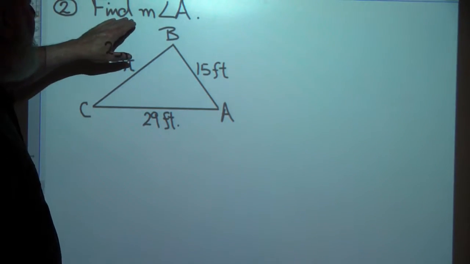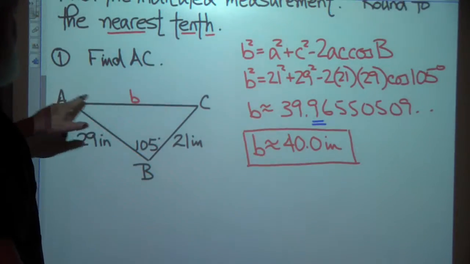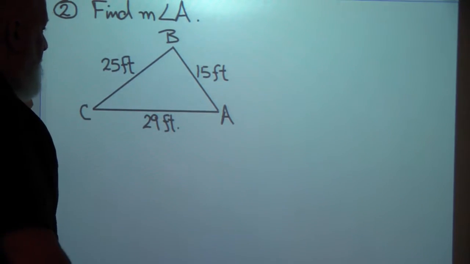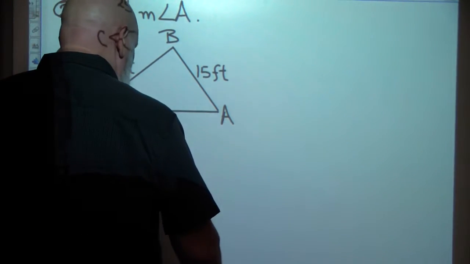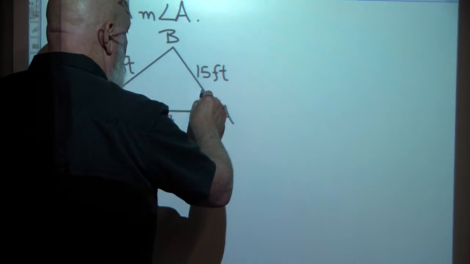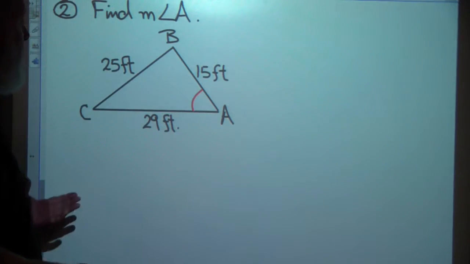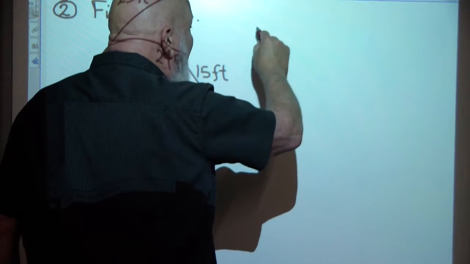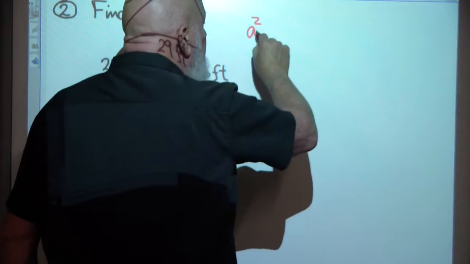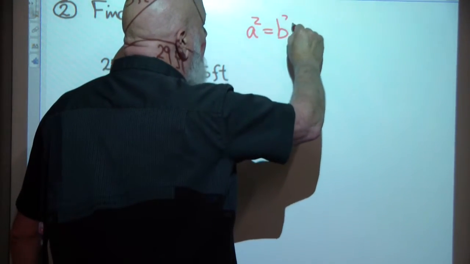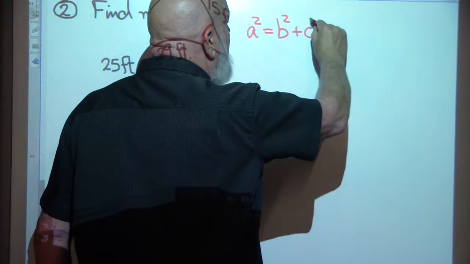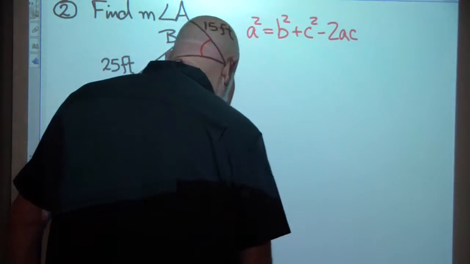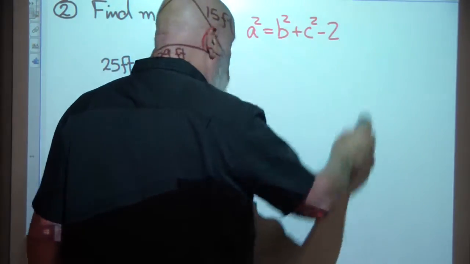Okay, here we go. Here we're finding a measure of angle A. Up here we found the length of a missing side. Here we're going to find the measure of a missing angle. So I want to find the measure of angle A. This is the angle I'm looking for. So since I'm looking for A, I'm going to use the one that has A in it, A squared equals B squared plus C squared. They all have A in it, but this one starts with A. Minus 2BC, I'm sorry. Shouldn't talk while I'm writing.